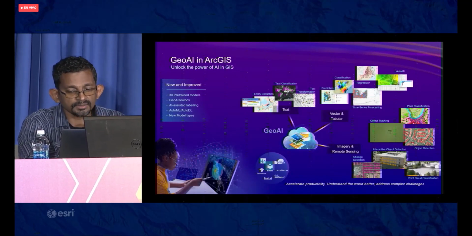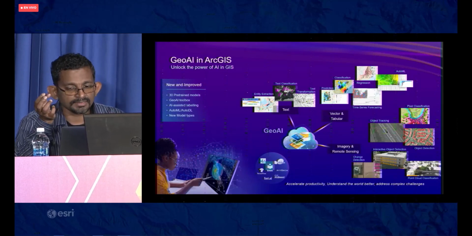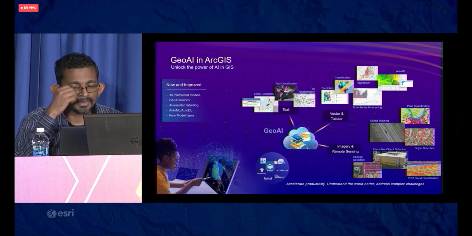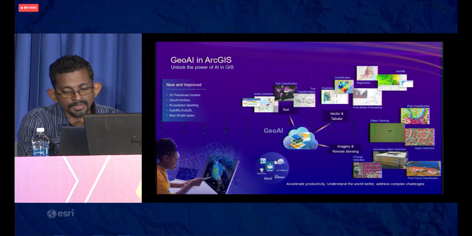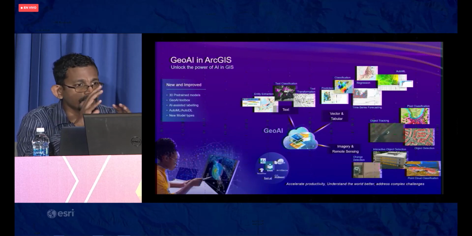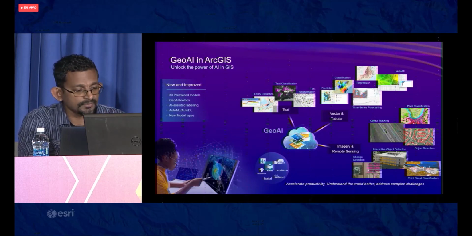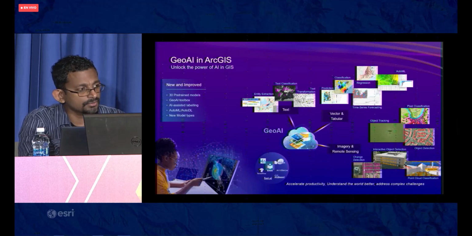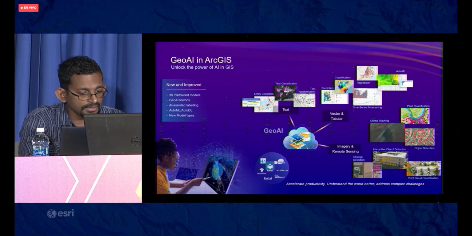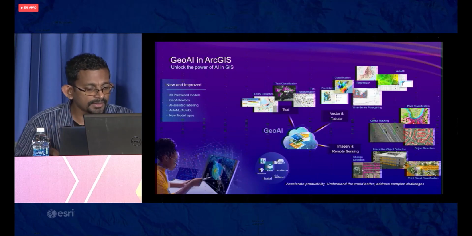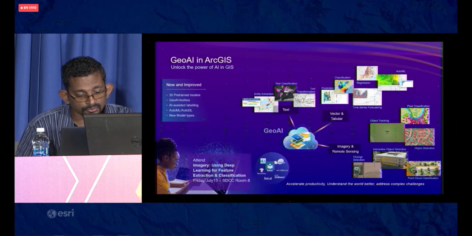When working with vector tabular data, you can perform predictive analysis, classification of data, regression, you can perform time series forecasting, which can also be done using imagery and remote sensing. Obviously, with imagery and remote sensing, all of those data types that I talked about are natively supported. In this release, we've added 30 pre-trained models, we've added the GeoAI toolbox, which enables you to do a bunch of functionality, which I'll cover briefly. There's AI-assisted labeling, automatic deep learning, and we've added new model types as well.